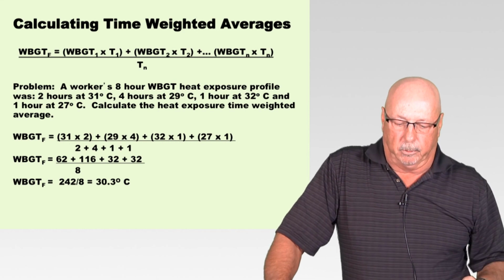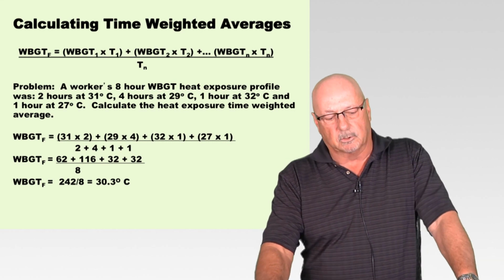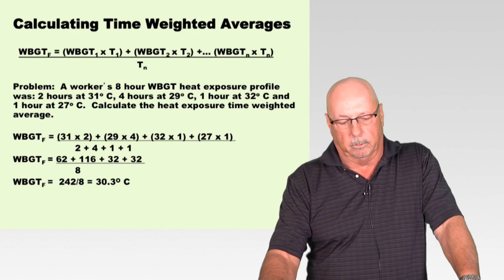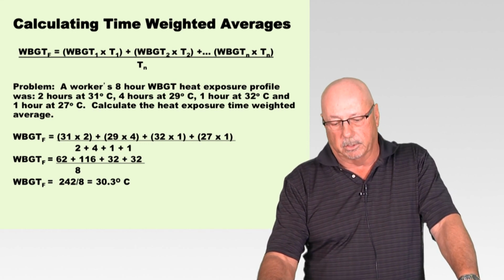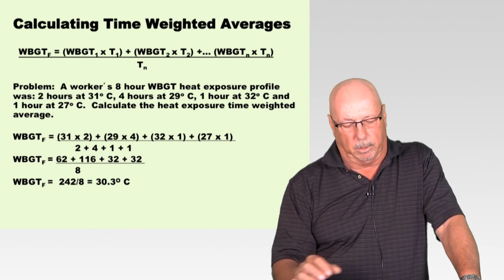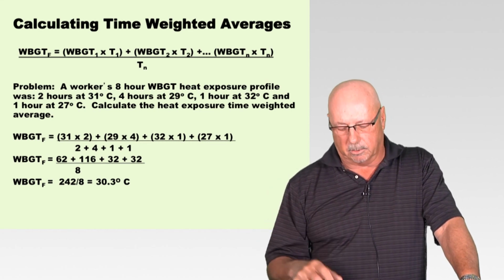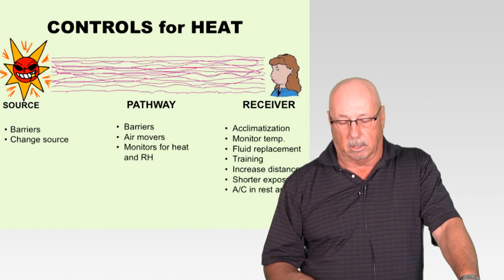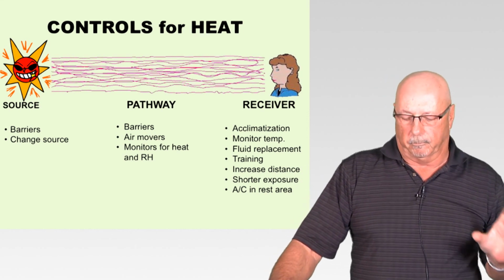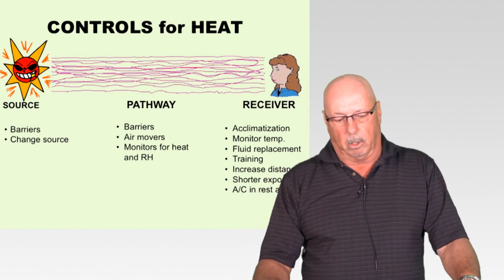So if we look at a problem again, we have a worker with an 8-hour WBGT exposure. His profile looks like 2 hours at 31 degrees C, 4 hours at 29 degrees C, 1 hour at 32 degrees C, and 1 hour at 27 degrees C. We want to calculate that exposure. Again, we put it into our formula and we see that the WBGT value would be, in this case recorded in Celsius, 30.3 Celsius. Now, if you want to convert that to Fahrenheit, there is a formula for converting back and forth between Celsius and Fahrenheit.